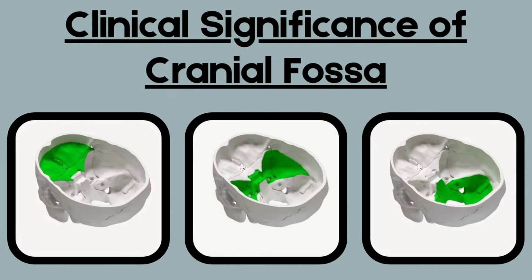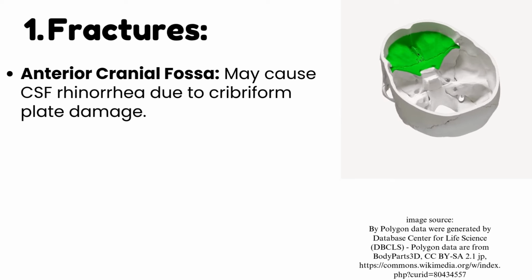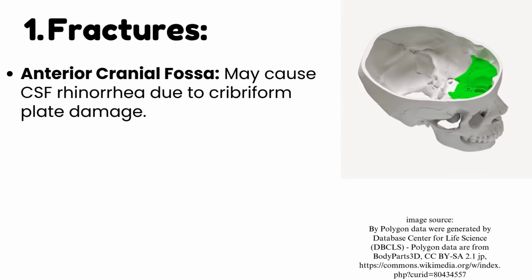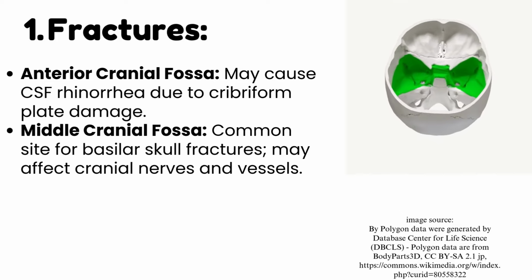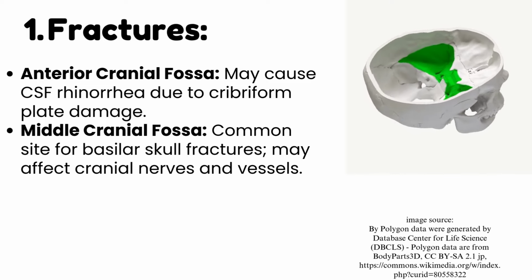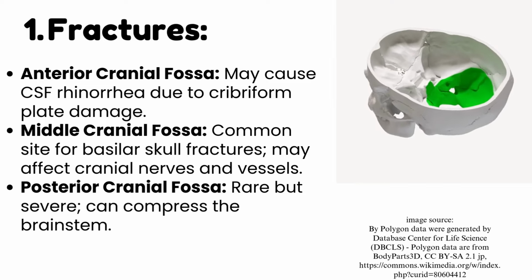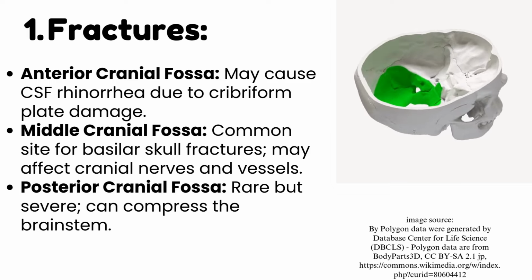What is the clinical significance of cranial fossa? Fractures of cranial fossa. Fracture of anterior cranial fossa may cause CSF rhinorrhea due to cribriform plate damage. Fracture of middle cranial fossa is the common site for basilar skull fractures. It may affect cranial nerves and vessels. Fracture of posterior cranial fossa is rare, but severe, can compress the brainstem.